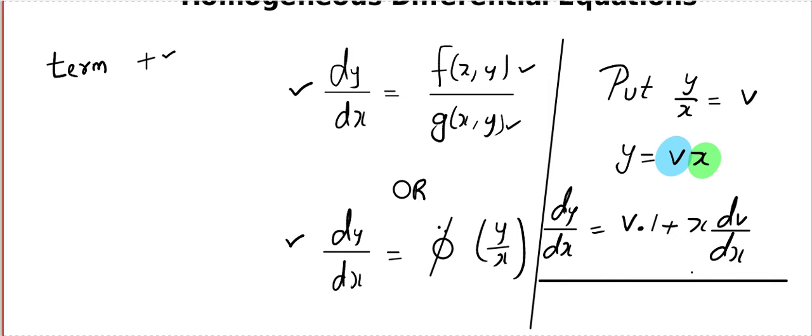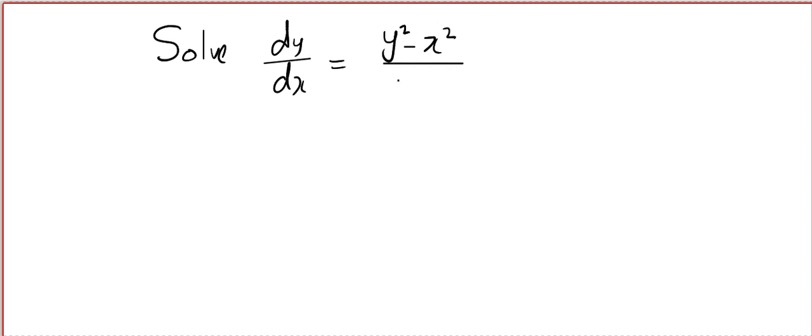Now look at this. Once you plug in y by x as v and dy by dx as this expression, and if you simplify, I can guarantee something from my side. The simplified equation will be variable separable. Now let's try to understand by working out one problem. Please write the question. Solve dy by dx equal to (y square minus x square) by 2xy. You can look at the right hand side. Every term in the numerator and the denominator has the same degree.